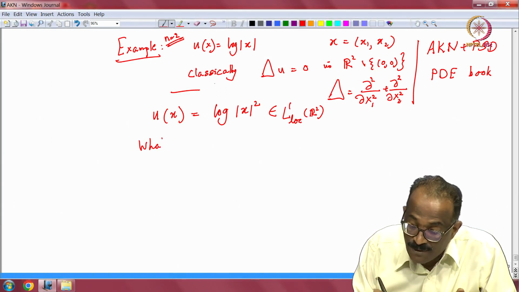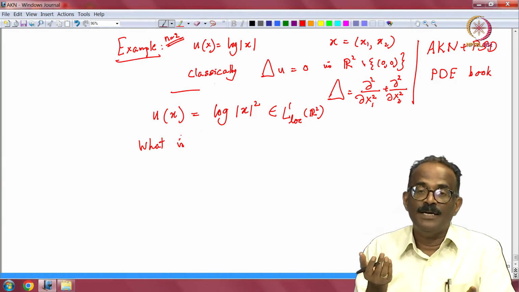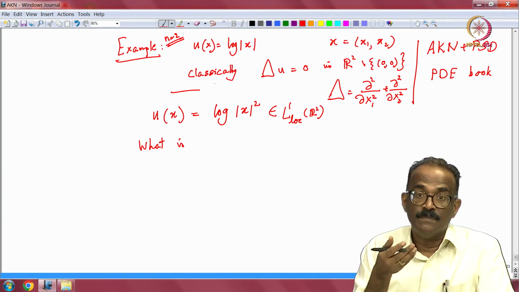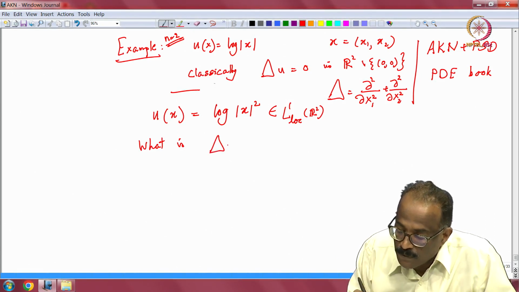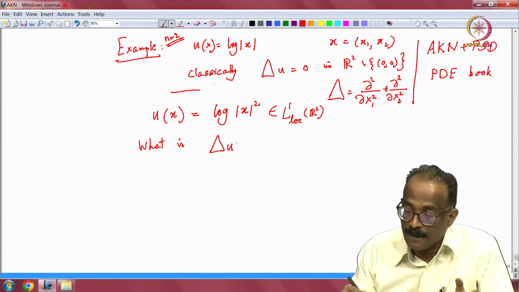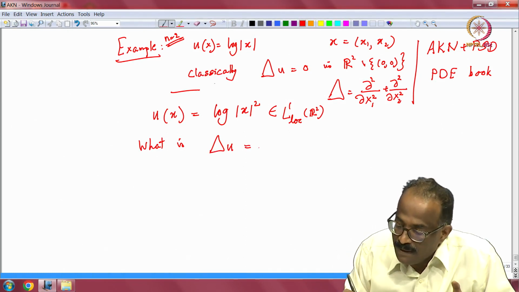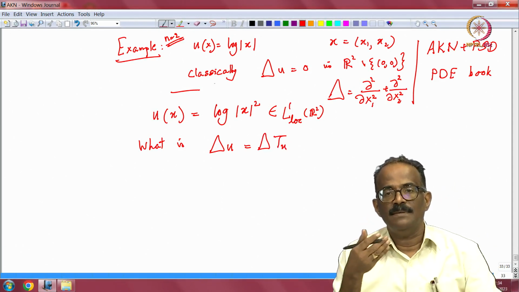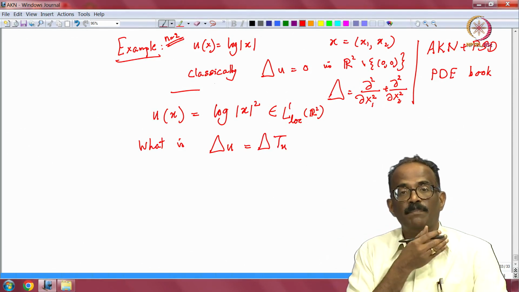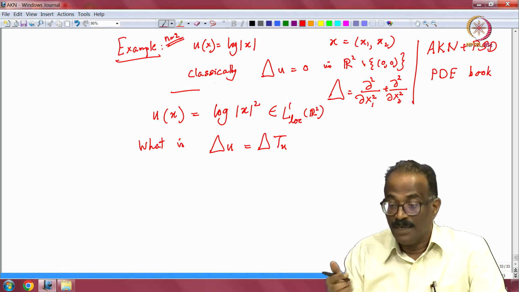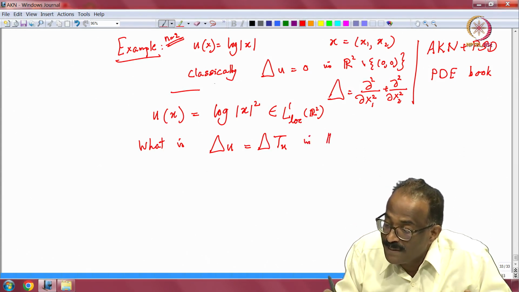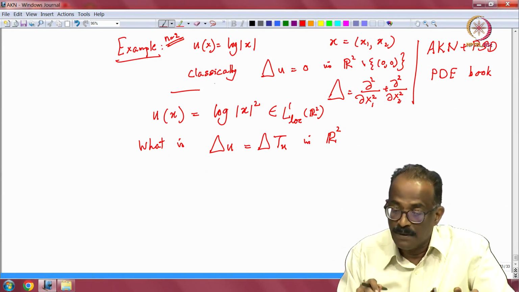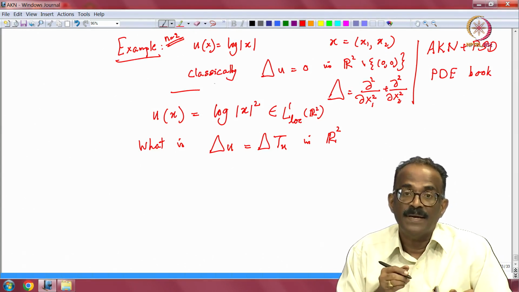since u is locally integrable, it defines a distribution, then I can define what is Laplacian u. That means my Laplacian of T_u is in the distribution sense. If you cannot define it classically, it is in the distribution sense. So what is my Laplacian u or Laplacian of T_u in R2? There is a problem with the origin, but only at one point. Does it really create trouble? So I am interested in computing my Laplacian of u.